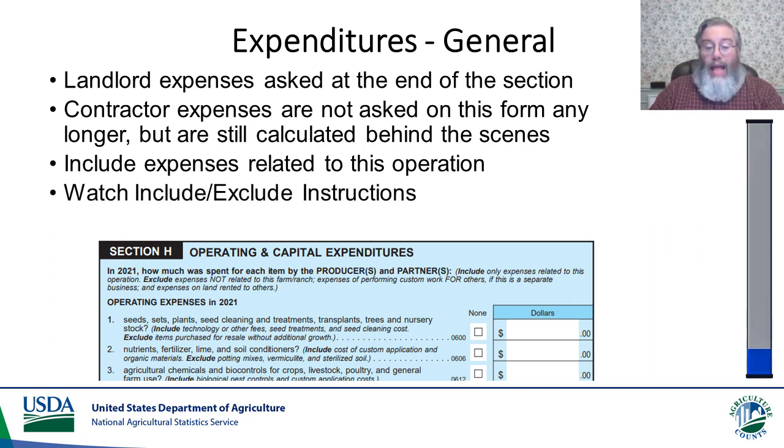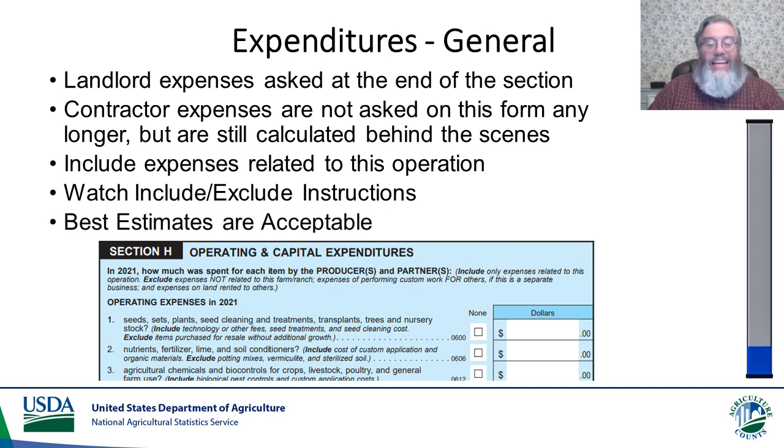This section has a lot of detail and a lot of include, exclude instructions. These are important, but don't get bogged down by them. Do your best to find a place to record any of these expenses and then just leave comments if you're unsure or if you have a unique situation. Finally, if the respondent can't give you an exact figure, try to get the best estimate or a percentage used and make a note to help explain the situation.